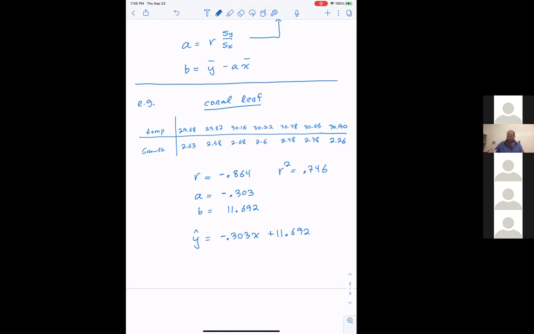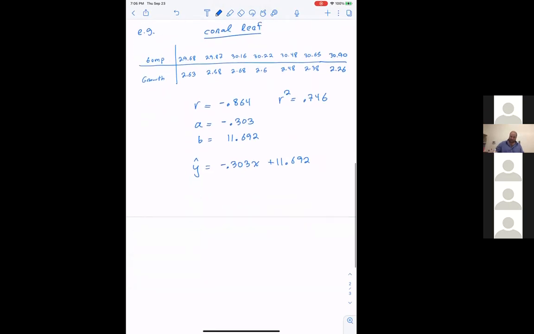Now, question for you. In this example, would you say, based upon the results of your analysis, that the growth rate is only dependent upon the temperature and nothing else? No. Why not? Because there's a lot of factors in a coral reef.